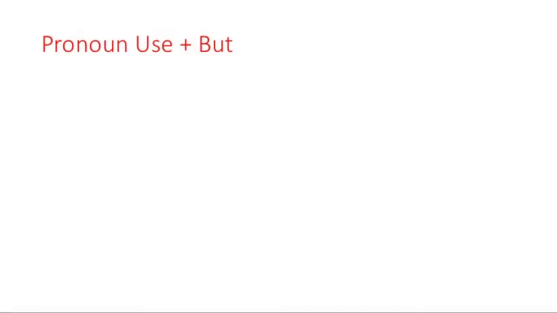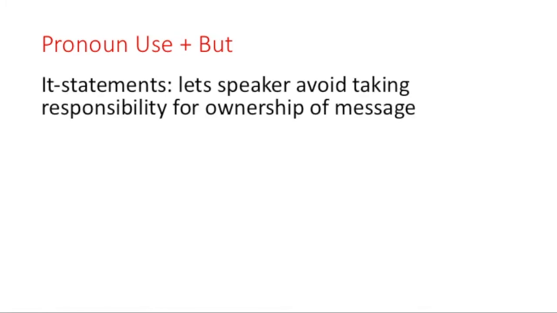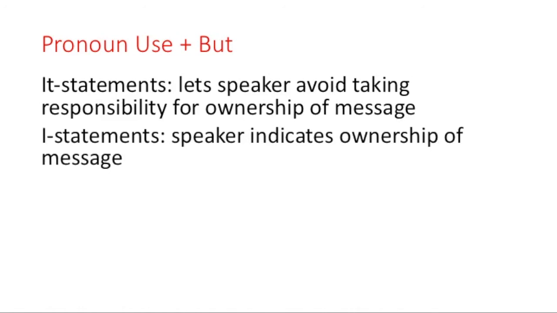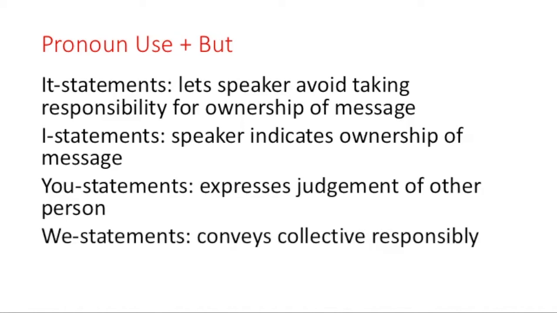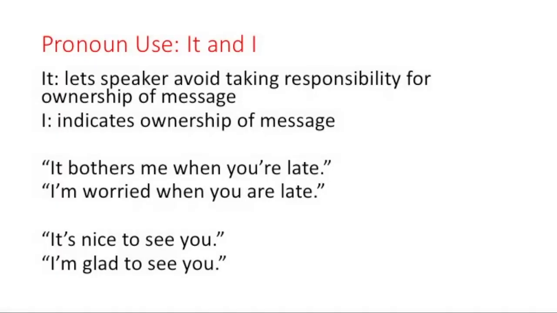The second barrier that I want to add is how we go about using pronouns as well as the word but. So there's a couple of different terms to get across. It statements are statements that let the speaker avoid taking responsibility for ownership of a message. I statements, wherein the speaker indicates ownership of a message. You statements, wherein you express judgment of another person. And we statements, which convey collective responsibility. And there's also but statements, and I'm going to introduce that one last. Okay, let's talk about it and I.